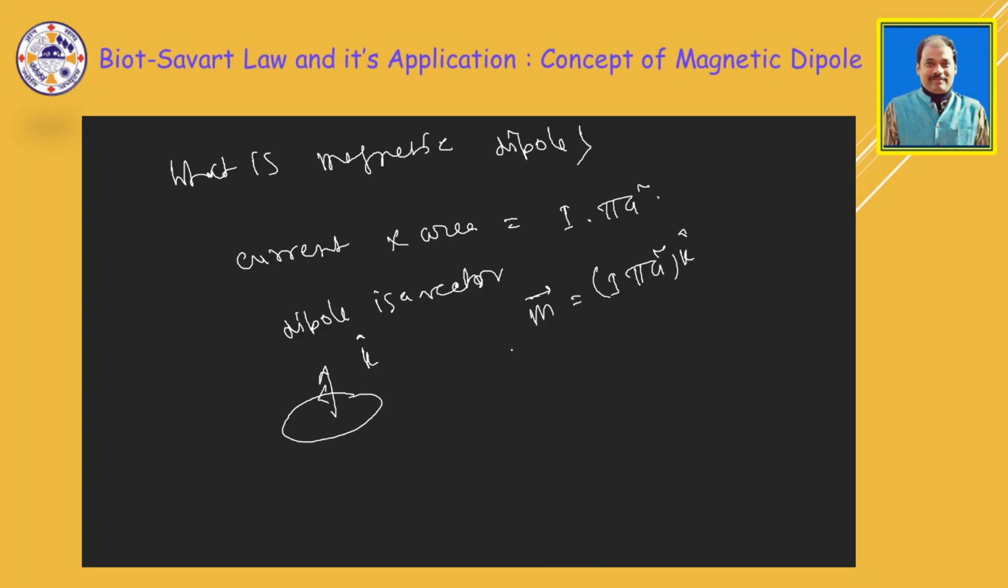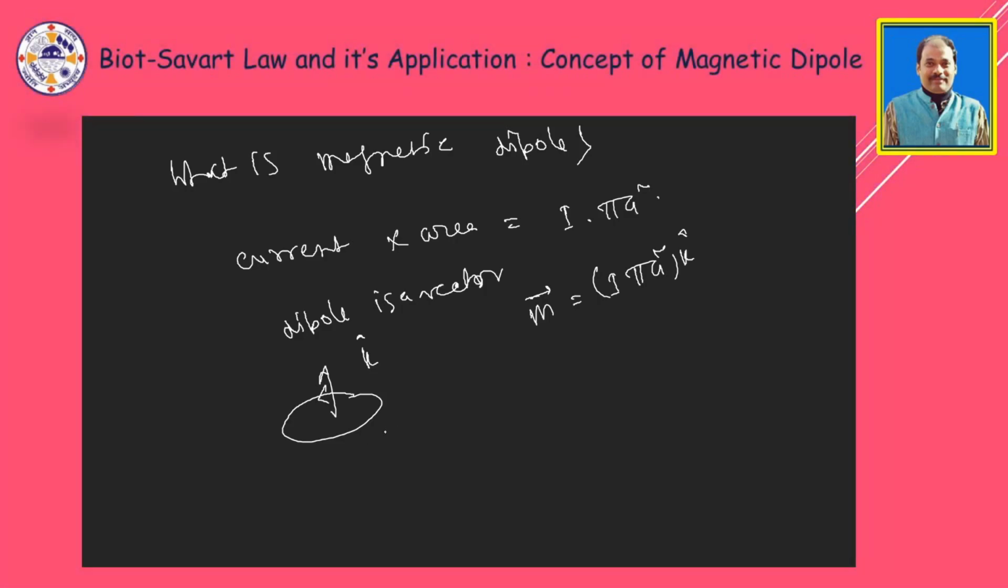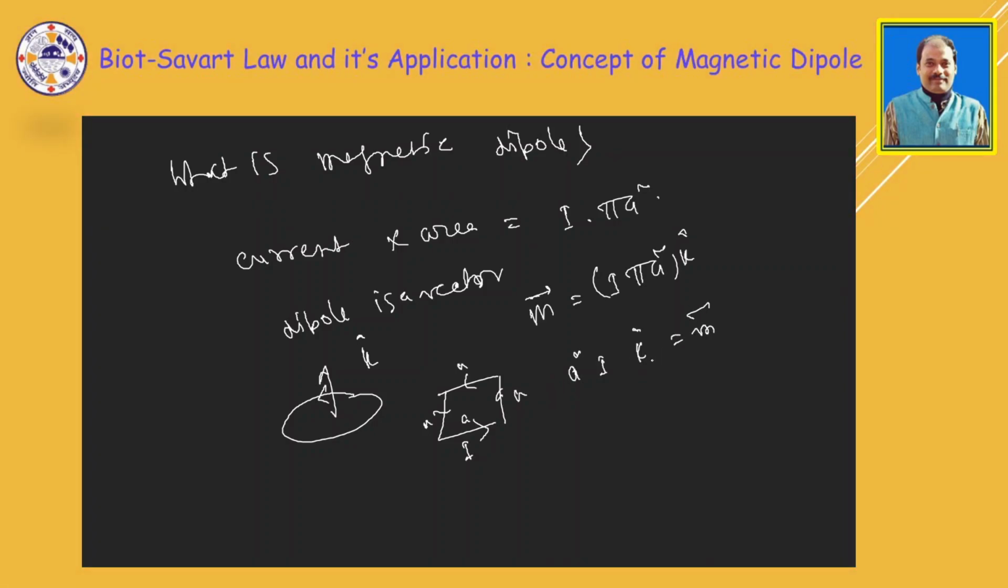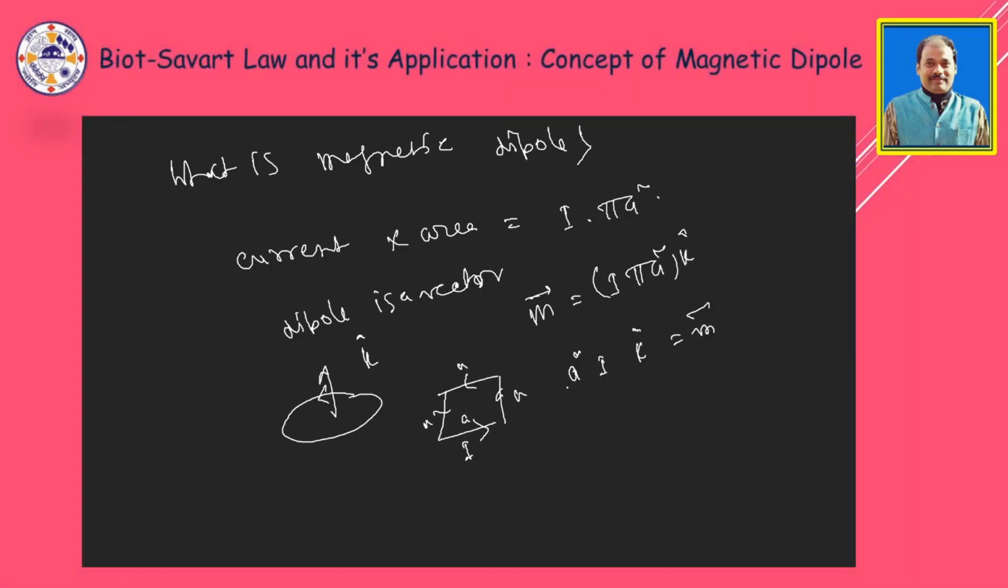Remember that this expression is quite general. Don't think that we have calculated it only for a circular loop. So what will be the case for any other loop? For any other loop, say a square loop, if all the sides are a, the area will be a square, so the magnetic dipole M is equal to I a square into k hat. Thus, from the expression of the magnetic field due to a circular loop along the axial position, we can get the concept of magnetic dipole, which is a very important quantity in magnetostatics.